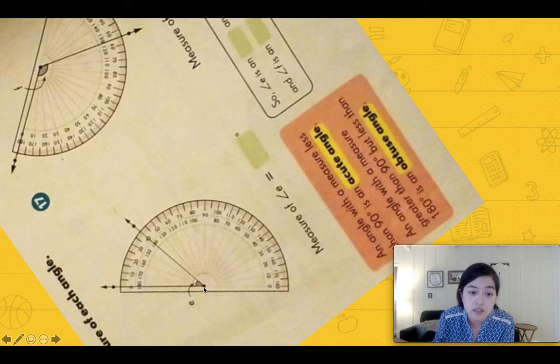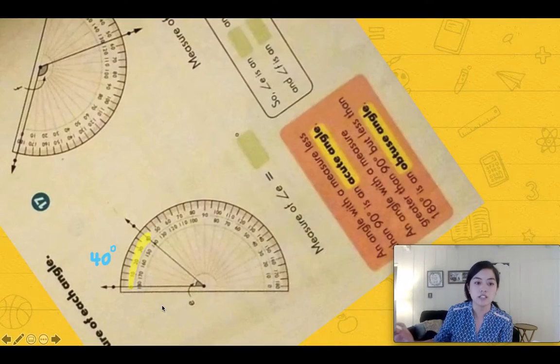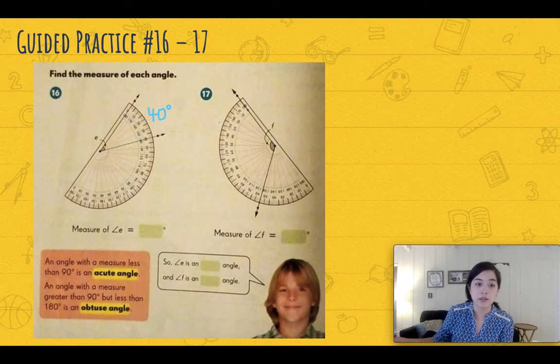So let's take a look. My vertex is at the center, and this ray goes through 0, and we're going to use the outer scale here. Using the outer scale, I see that this ray goes through 40 degrees. Okay, sweet. So let's go back to the original paper, and I remember when I measured it, it is 40 degrees, so the measure of angle E is 40 degrees.